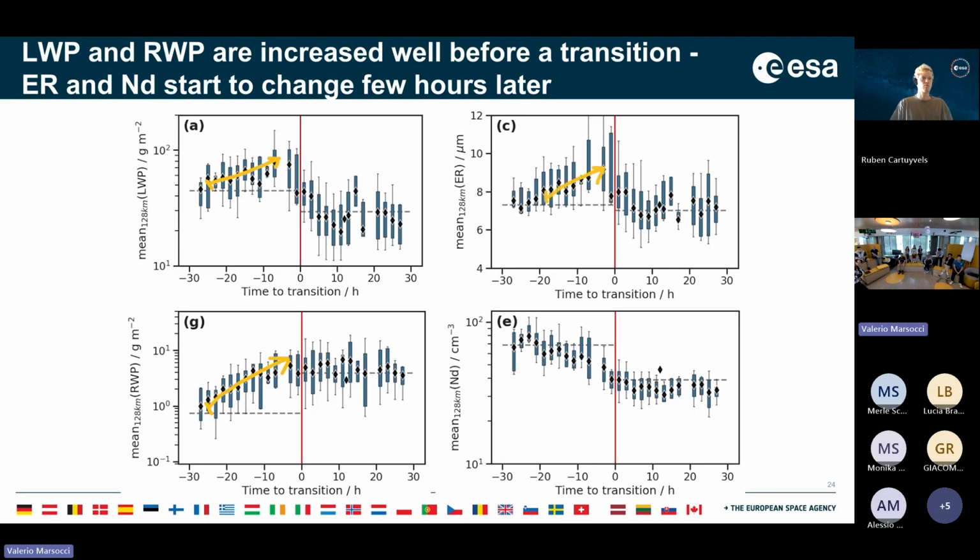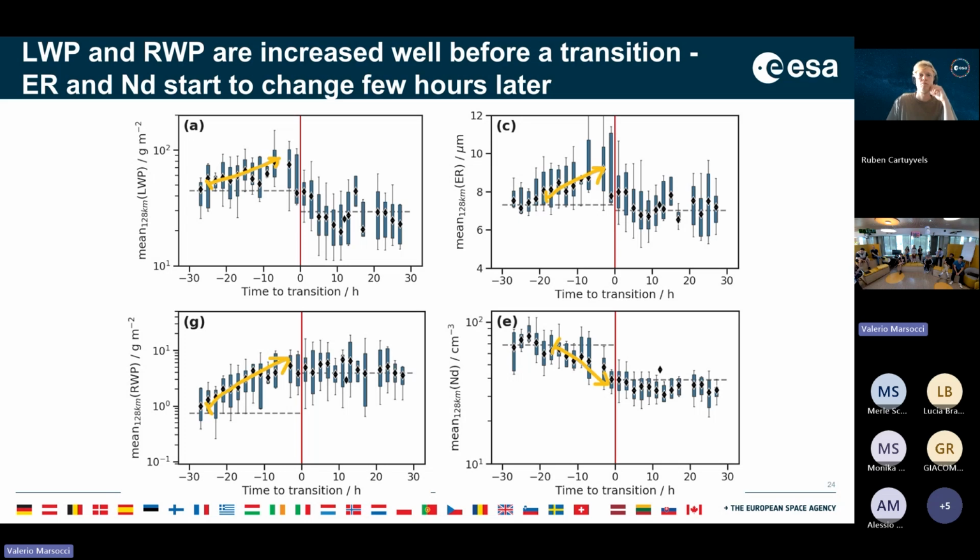Effective radius starts to increase a bit later, maybe 18 hours before transition, and then shows this drop when the transition is happening, also for liquid water path, in fact. So this drop is sort of when we see optically really thin clouds forming in between these thicker open cell structures. And then lastly, for number concentration, we also see a decrease starting around 20 hours before a transition.